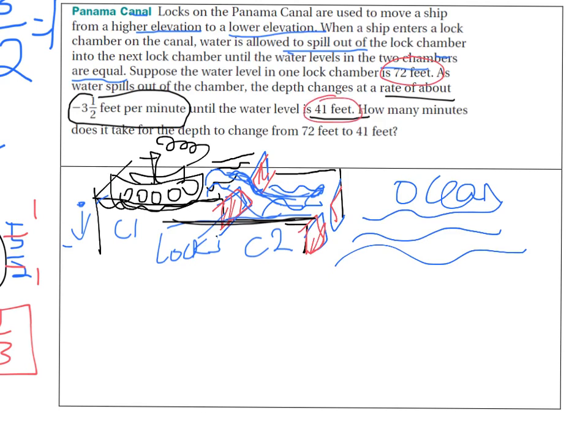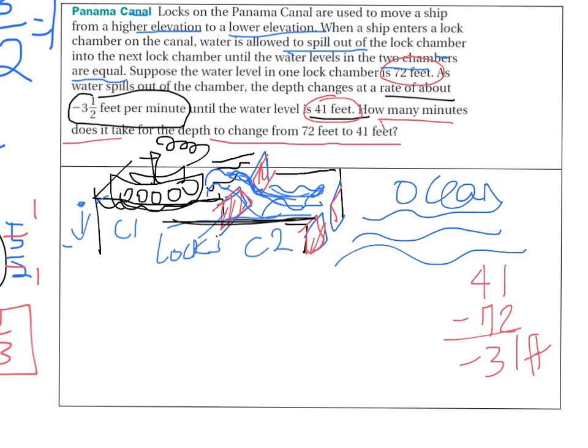So that is, what? 41 minus 72, drop of 31 feet total. And our question is, how many minutes does it take for the depth to change from 72 to 41 feet? Okay, so we need to use the RTD, rate times time equals distance, equation. So we're given a rate of -3.5, and we're looking for the time and the distance, -31.